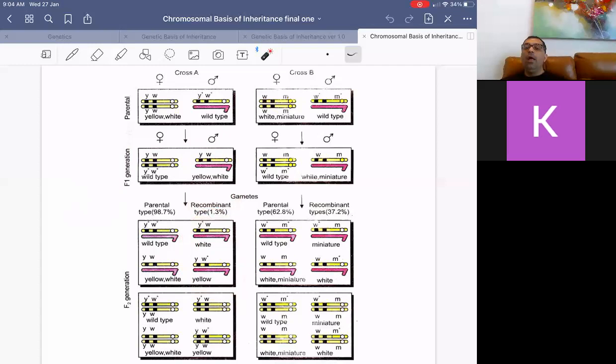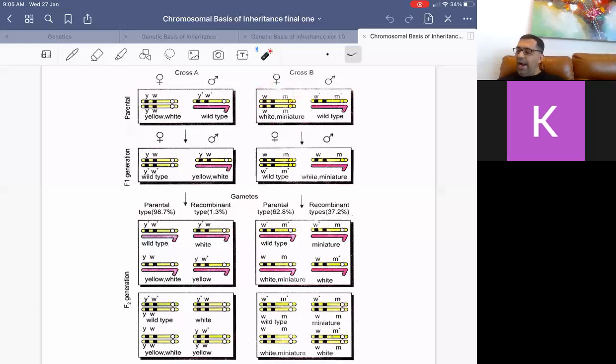The other cross, cross B, you have capital W and capital M, which are wild type. And you have small w, white, and small m, miniature. But check the distance. Yellow and white, inka genes ka tightly linked tha. Abhi, small w and small m are far apart. Small y and small w are located very close to each other, whereas small w and small m are situated far apart. So white and miniature ek dusre se dur hai.